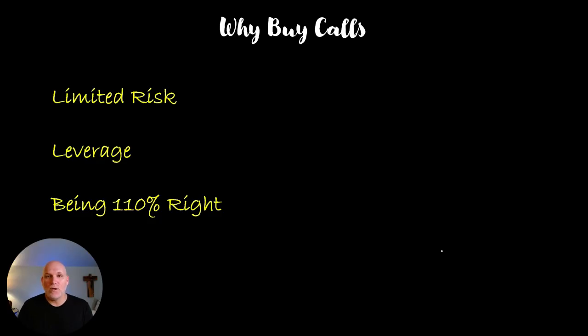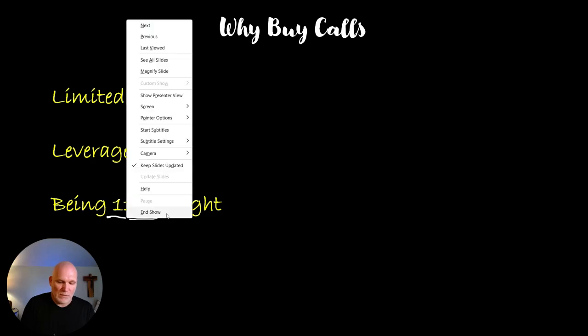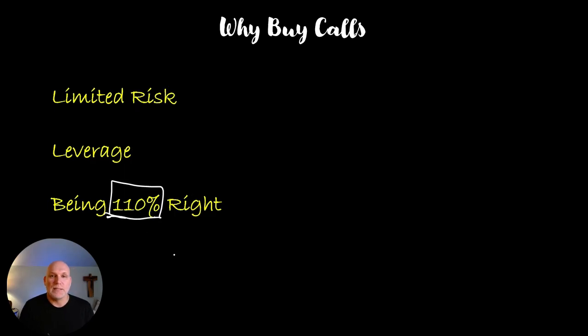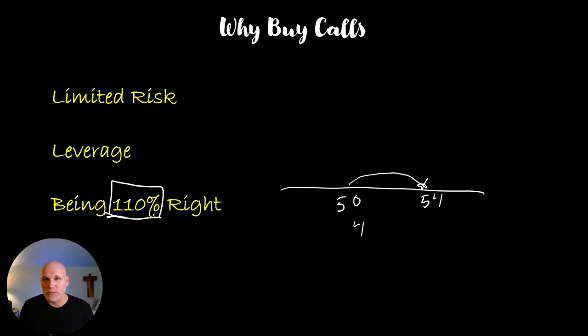The risk with calls, though, is I've got to be right, but not only that, I've got to be 110% right, because I've got to overcome the value. Going back to that $4, I have to move to $54 just to hit my break even. So I not only have to be right in the direction, I have to overcome the price of the option. So with that, let's go take a look at a couple of examples in Thinkorswim.